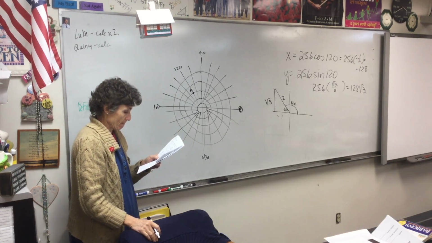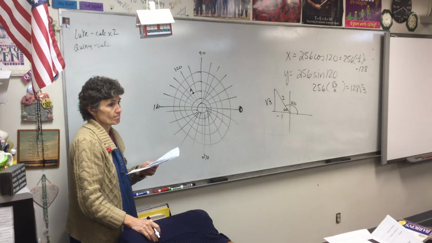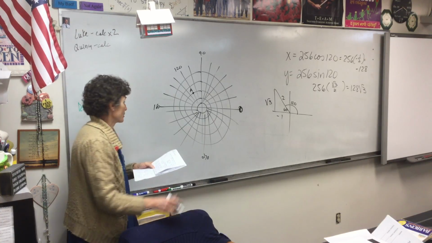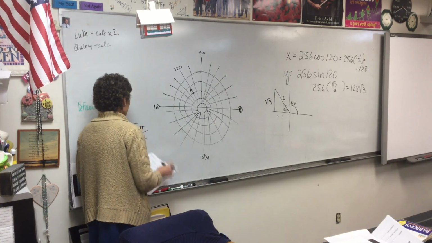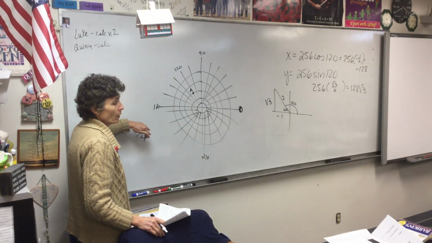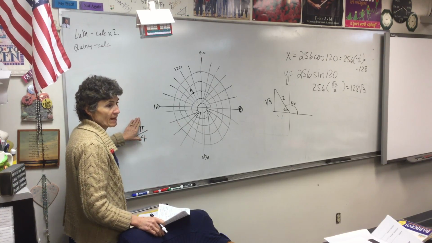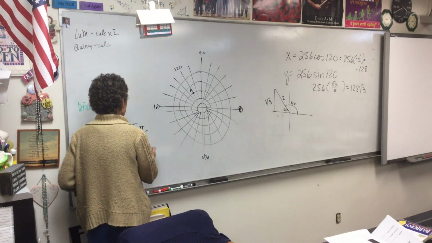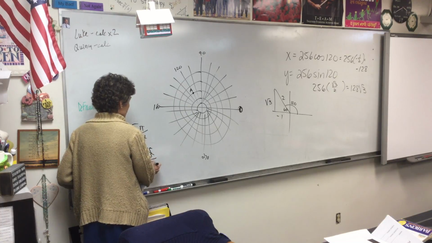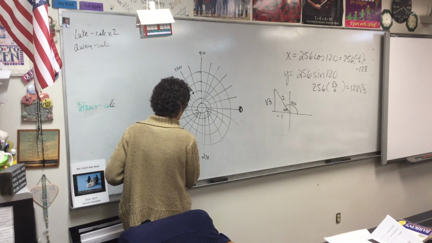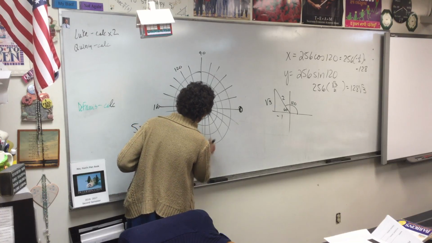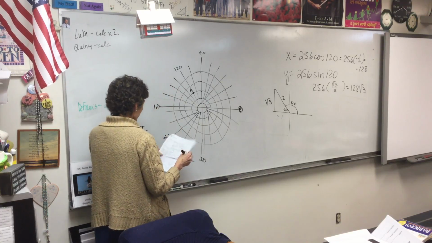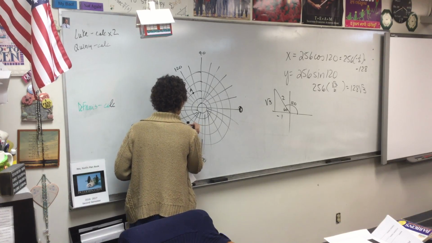Uh-oh, what about B? B's in radians. So I probably need to change that into degrees. So I have 5 pi over 4. Okay, pi is 180. A fourth of that is 45. Times 5 is 225. So I am coming around here to 225, and the radius is 4. So there's point B.